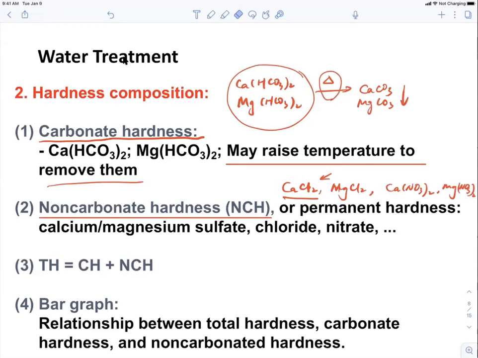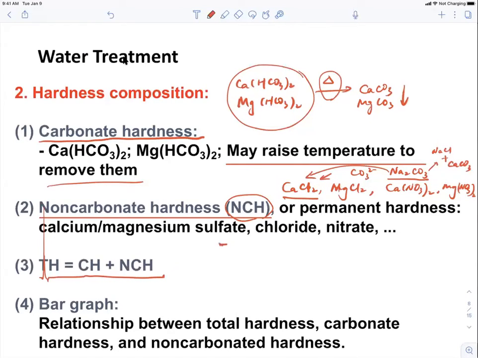Okay, but we can still remove them by, let's say, introducing the carbonate species. Let's say we can use soda, right? Soda is the sodium carbonate, right? So sodium carbonate can react with the calcium chloride. And then basically we're forming sodium chloride, which is just salt, and then calcium carbonate, right? So this is the non-carbonate hardness. So now you can see that the total hardness can be further divided into carbonate hardness and non-carbonate hardness, right?